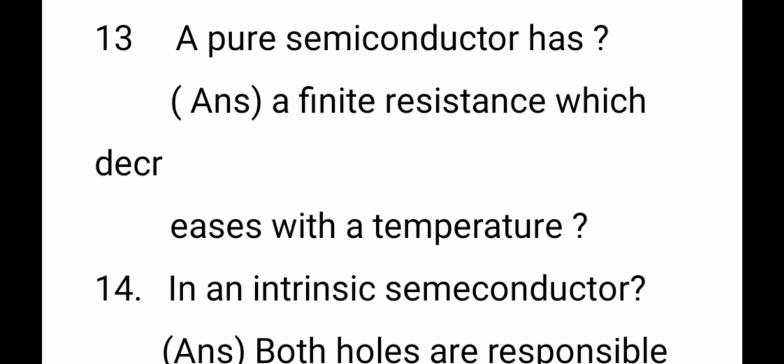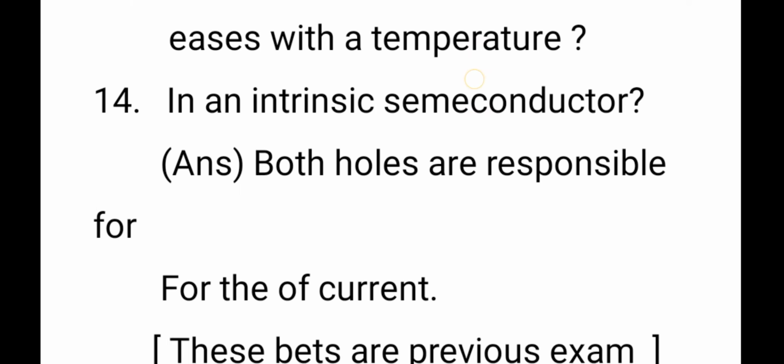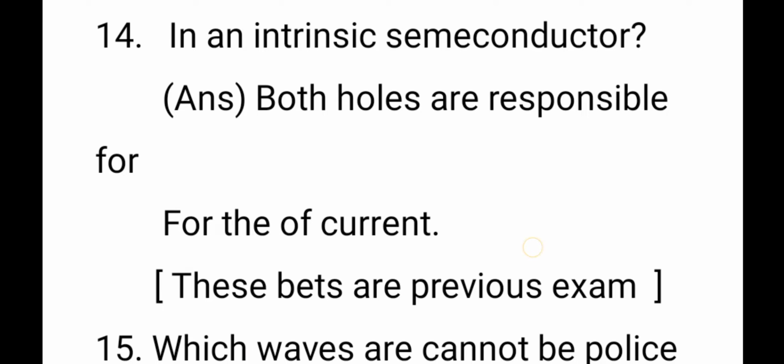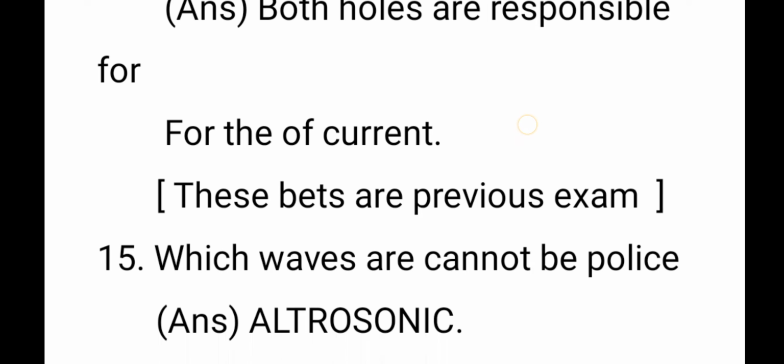Next question. A pure semiconductor has a finite resistance which decreases with temperature. The next question. In an intrinsic semiconductor, both electrons and holes are responsible for the passing of current through it.